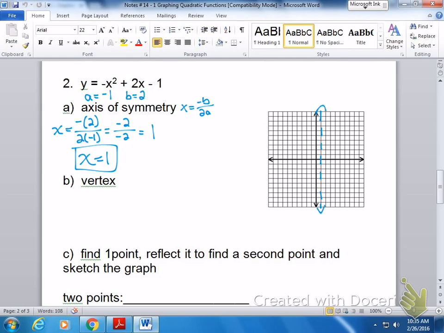Now we need to find our vertex. Now remember, the x value of the vertex is what we just found. So in this case, it's 1. But we need to plug that into the equation to find y. So I'm going to plug in.